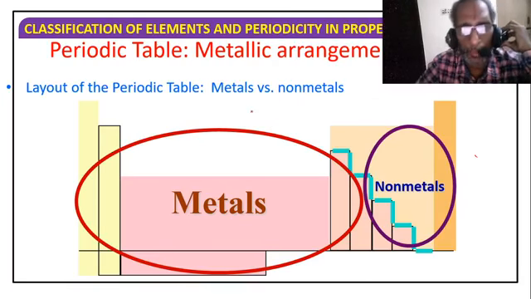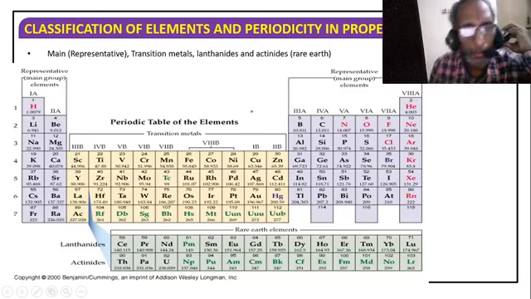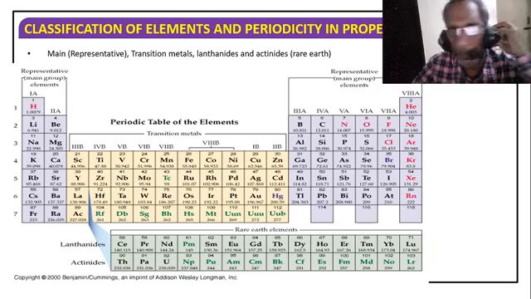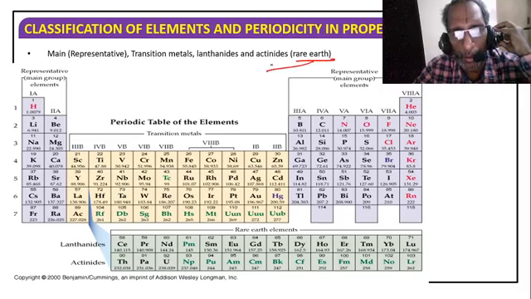So this is the arrangement in the table. Now we have already seen S block elements and P block elements. These are called representative elements, because most of the compounds contain atoms of the S block and P block elements. And D block elements are called transition elements. F block elements, lanthanides and actinides, you have to make a note, are called rare earth metals.